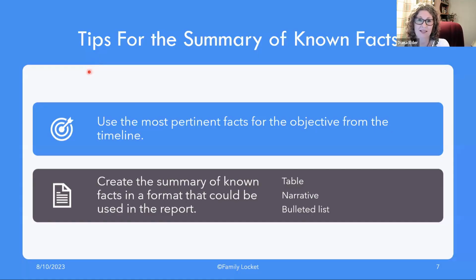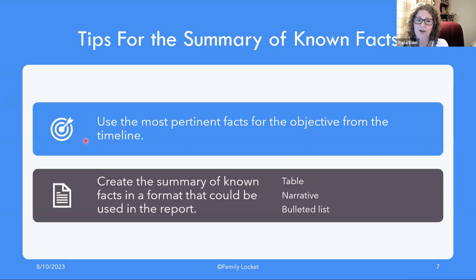So, tips for the summary of known facts. We've already done the timeline. I did an extensive timeline for both Martin and for Hickman. When you go to do your summary of known facts, do you need to put in every single thing that is in your timeline? Well, I would suggest that maybe you just use the most pertinent facts for the objective.